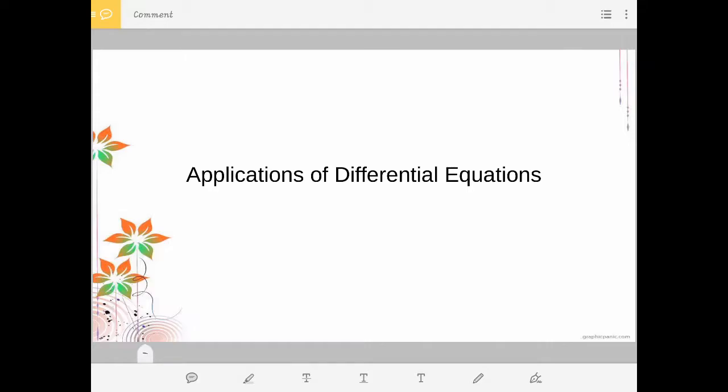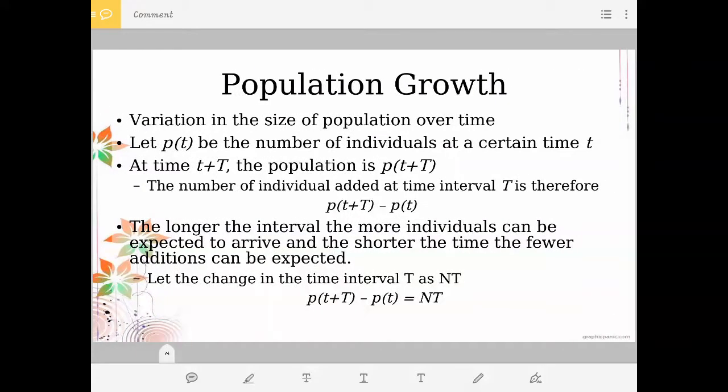In this brief video, we will be exploring some applications of simple differential equations. So take note, this is just simple differential equations. We have here one application for population growth. In population growth, we are looking at the variation in the size of the population over time.